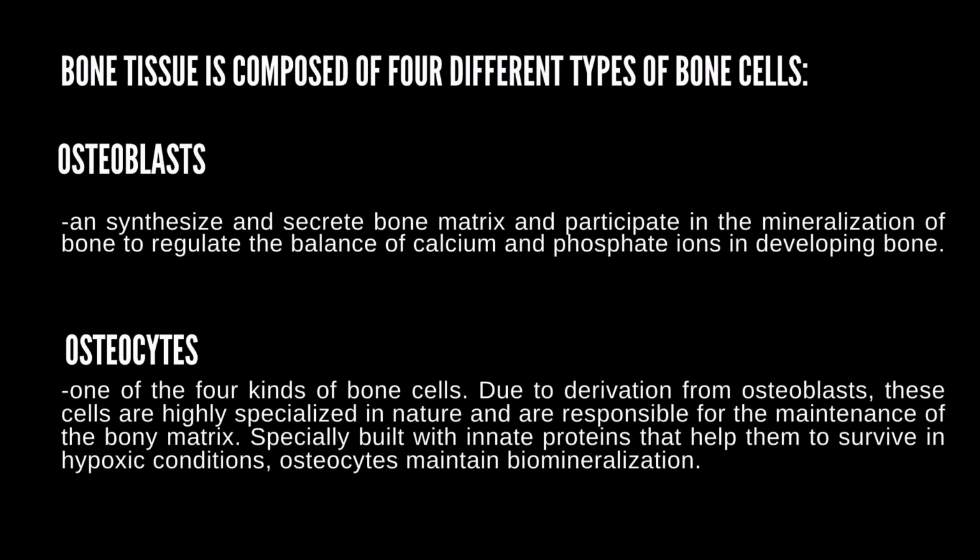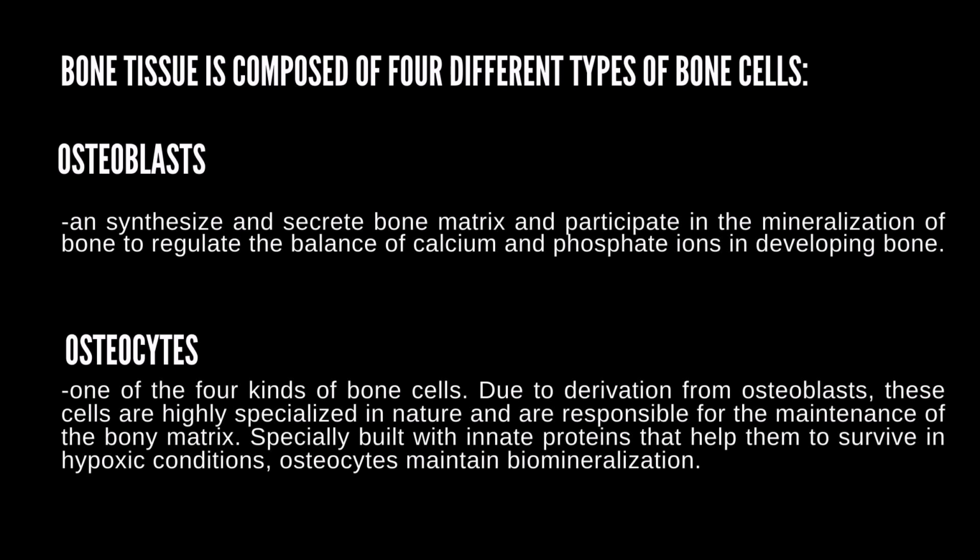Let's start with osteoblasts. These are the architects of bone tissues, often referred to as bone builders. Their primary function is to synthesize and secrete the bone matrix, which provides the framework for bone tissues. Additionally, osteoblasts play a vital role in regulating the balance of calcium and phosphate ions, which is crucial for bone development. Imagine the osteoblast as the construction worker of our bone, laying down the foundation of a building, ensuring it's strong and stable.